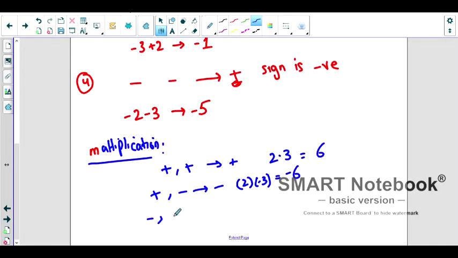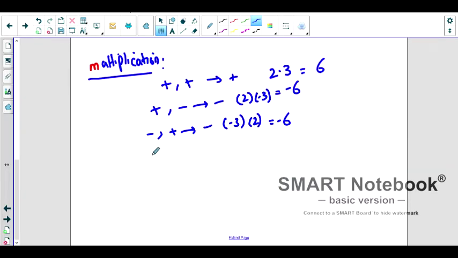Same if the first number is negative, second number is positive, again the sign will be negative. Like negative 3 into 2, again the answer is negative 6. If both numbers are negative, the sign will be plus, because negative negative will become plus. Like negative 3 into negative 2, the answer will be positive 6. So these are simple addition and multiplication cases in terms of constants.